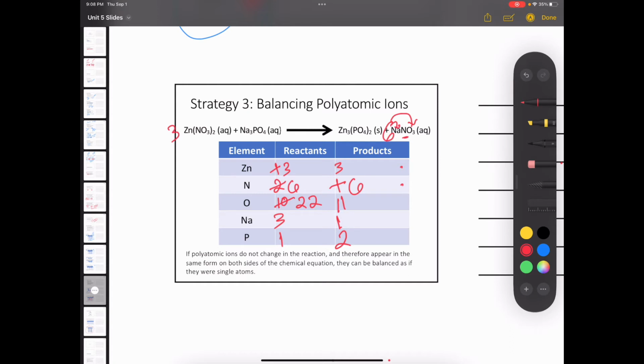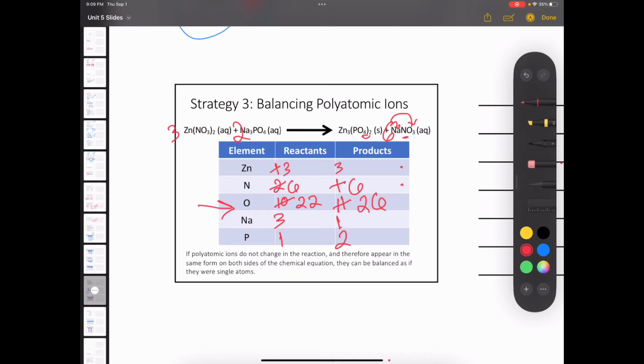So now I have to really pay attention to this. First, I'm going to update the count for the oxygen on the product side. 6 times 3, that's 18. 2 times 4, that's 8. So that makes it 26. So we have a shortage of oxygens now on the reactant side. What we can do is multiply the sodium phosphate with a coefficient of 2, and that should bring up my count of oxygen to 26.